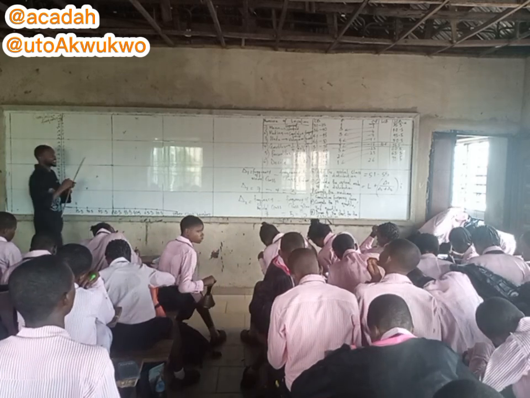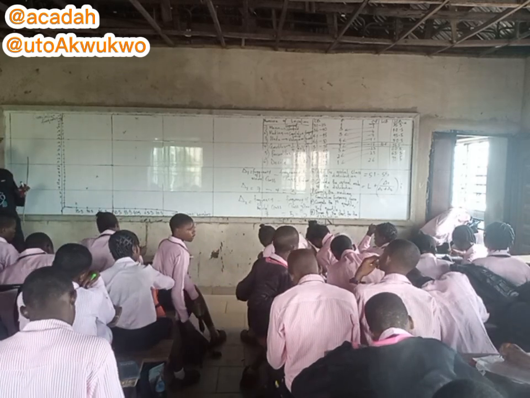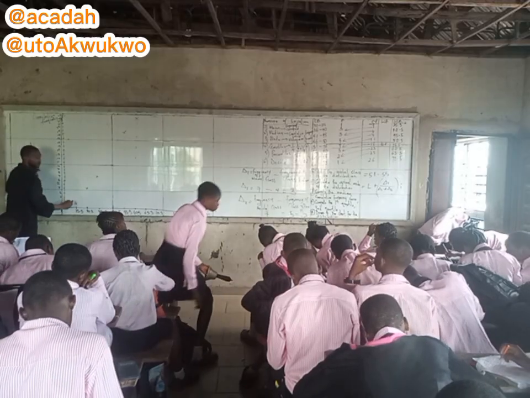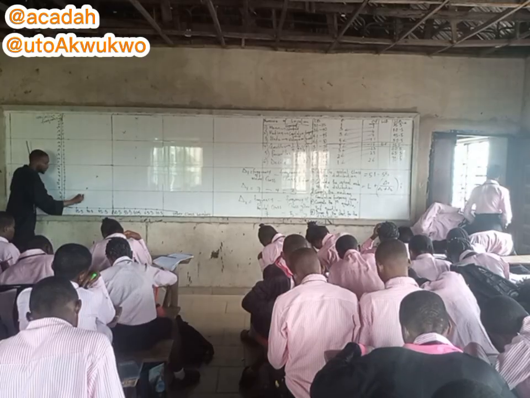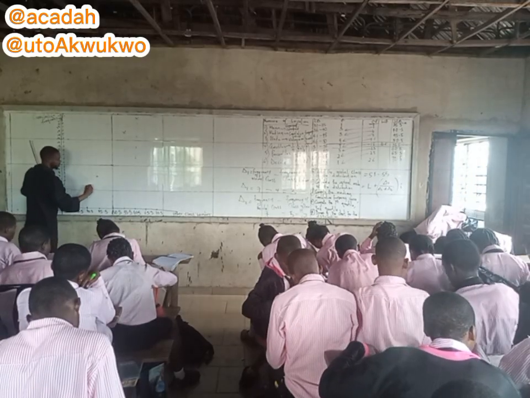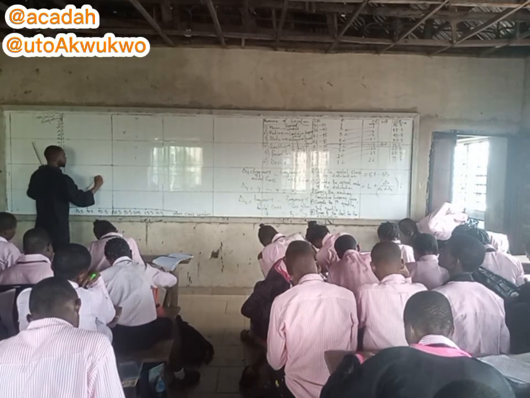So you see, that is how you do it for 24 and 25 and so on. When you are done getting the whole thing, which we call cumulative frequency, join the points.